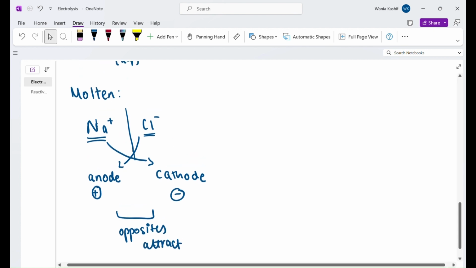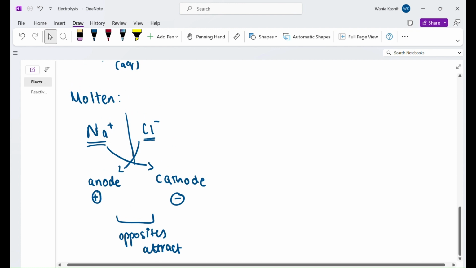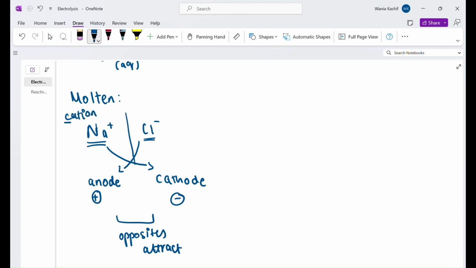You can also remember it this way. Positive ions are called cations, and cations will go to the cathode. Negative ions are called anions, and anions will always go to the anode.